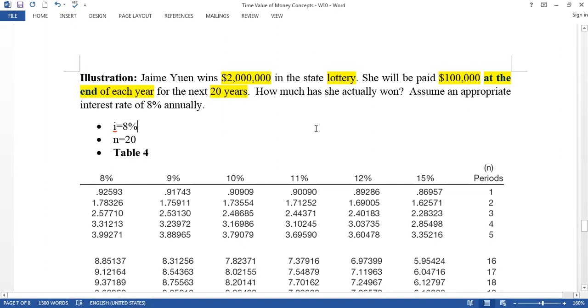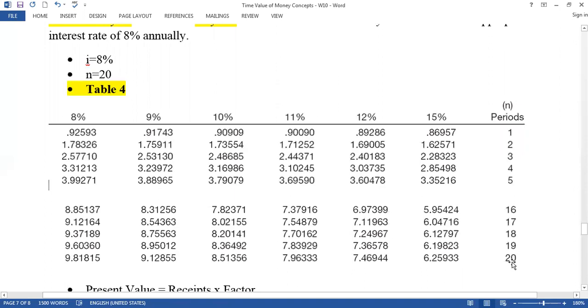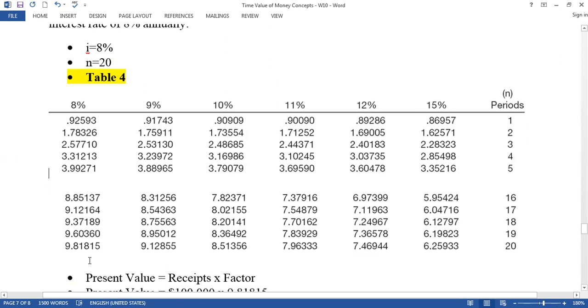So we are going to use the table that I already shared with you. N equal 20, so this is 20, right? You can see N equal 20. This point is the 20, and this is 8%. They meet together here. So we are looking for this number, 9.81815. This is the point where 8% and 20 years come together.